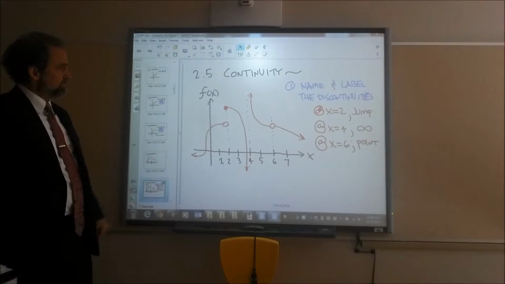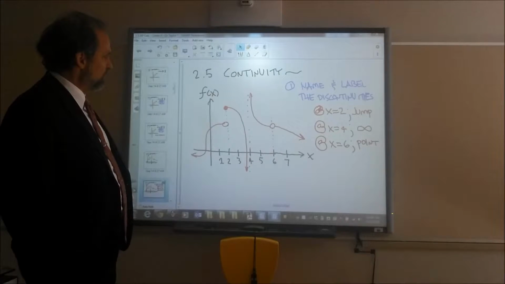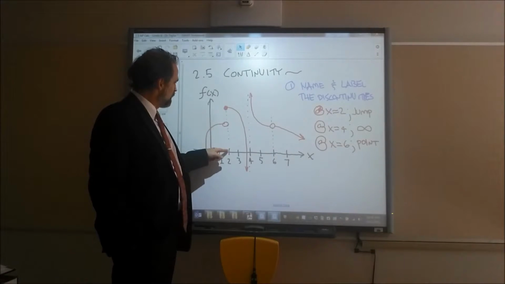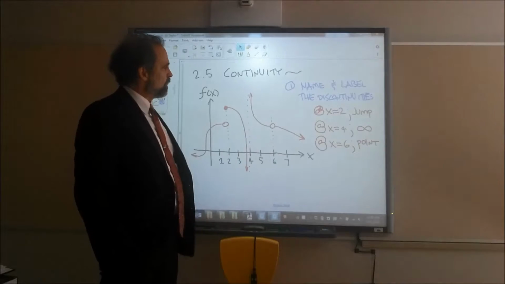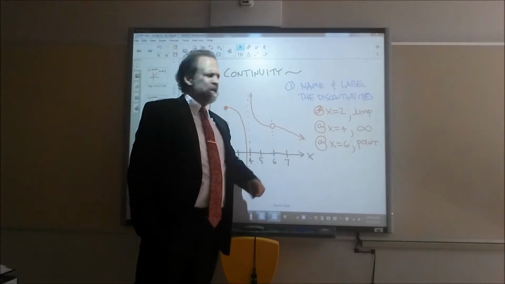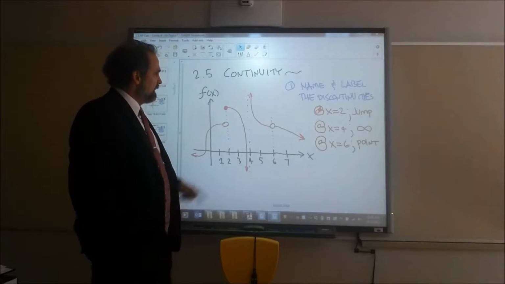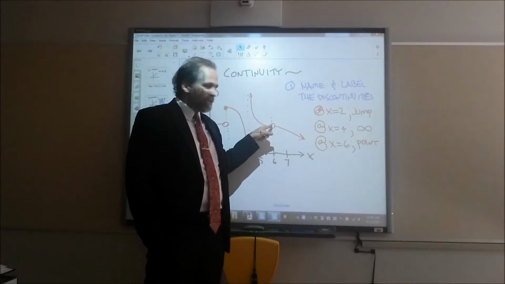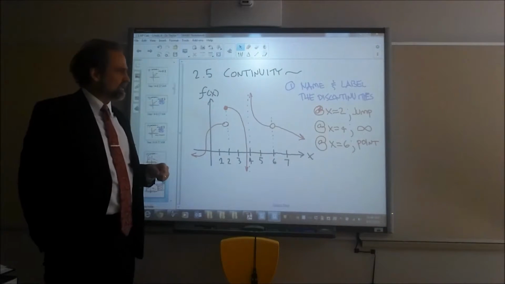Name the discontinuities. Okay? At x equals 2, I'm jumping. I get to 2, I jump up, and I finish. At x equals 4, it's an infinite discontinuity. Why is it called infinite when there's an asymptote there? We're going to look at that in just a second. And here, where there's a hole, it's only discontinuous at that one single point. So it's called a point discontinuity.